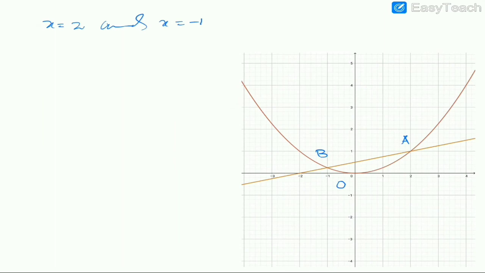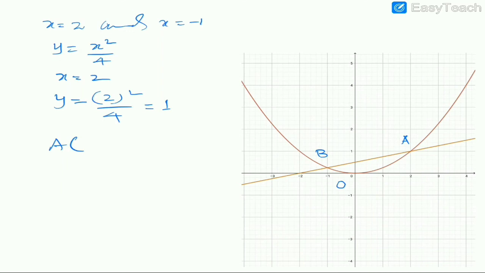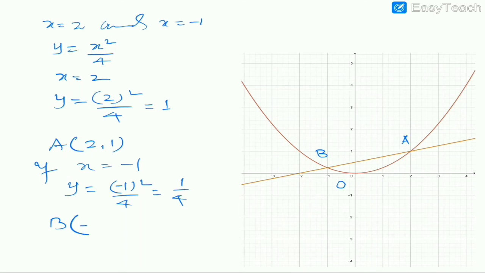So putting the value of x is equal to 2 in this parabola, we find the value of y. If x is equal to 2, therefore y is equal to 2 square by 4 is equal to 1. Therefore the one point A is 2, 1, and if x is equal to minus 1, therefore y is equal to minus 1 square by 4, which is equal to 1 by 4. Therefore the second point B would be minus 1, 1 by 4. And in the graph we can easily see that this A point is 2, 1 and the B is minus 1, 1 by 4.